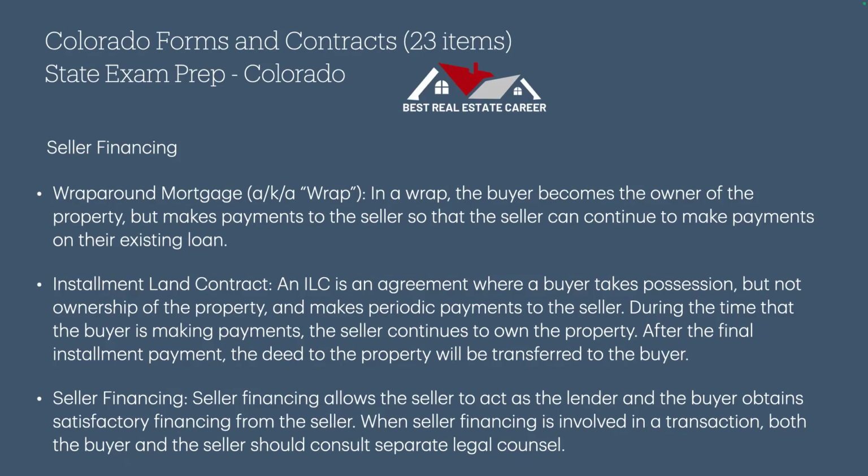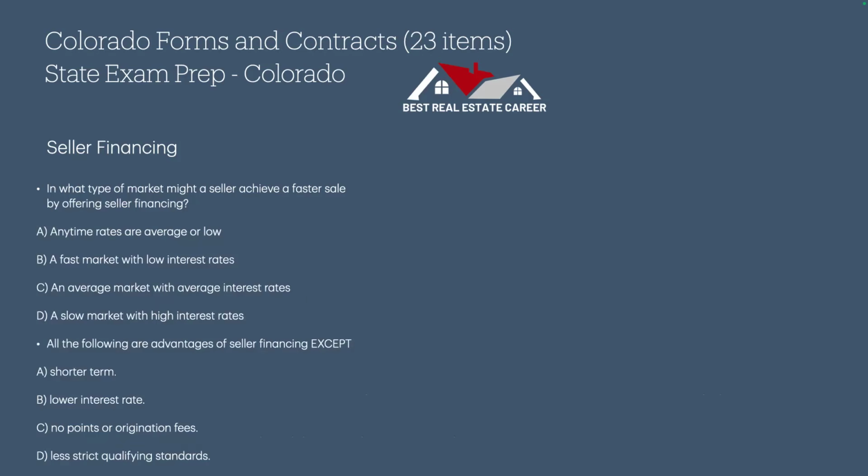See, look, there's a risk. There's inherent risk. And we see this stuff pop up with interest rates being what they are, and people try to get creative. And so these are some of the test questions that you potentially could see around this. What type of market might a seller achieve a faster sale by offering seller financing?